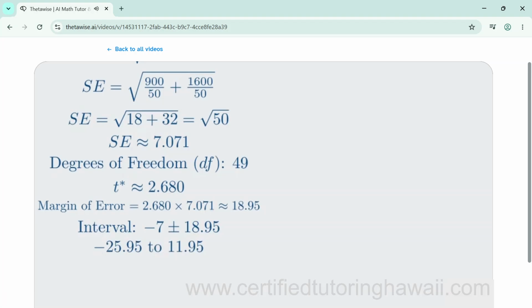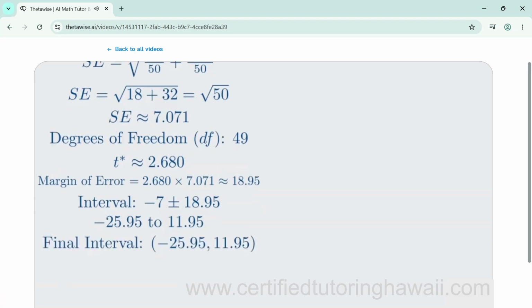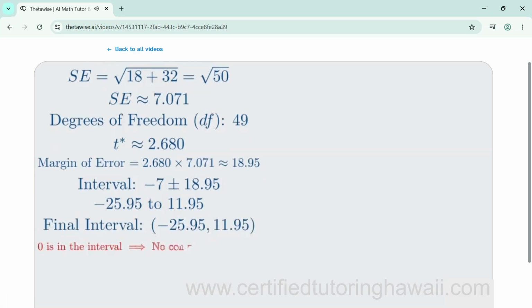This is a very interesting result because the interval contains 0. We cannot say for certain which mean is larger. A difference of 0 is a plausible value. We are 99% confident that the true difference in mean reaction times is somewhere between the exercise group being 26 milliseconds faster and the sedentary group being 12 milliseconds faster. Because 0 is in the interval, we don't have convincing evidence of a real difference in the population means at this confidence level.